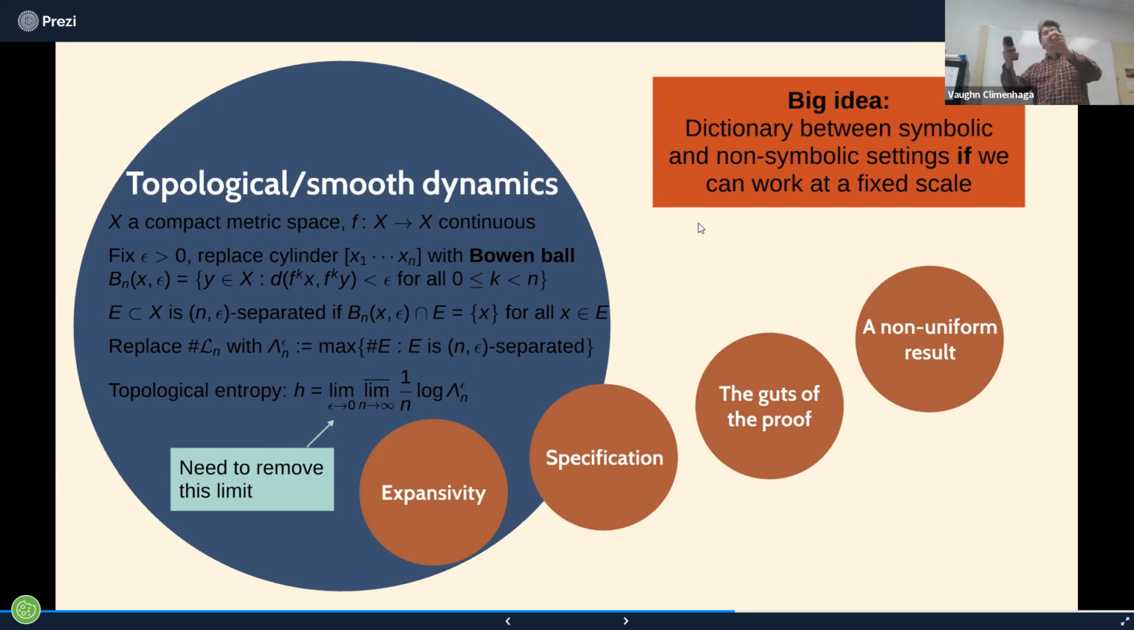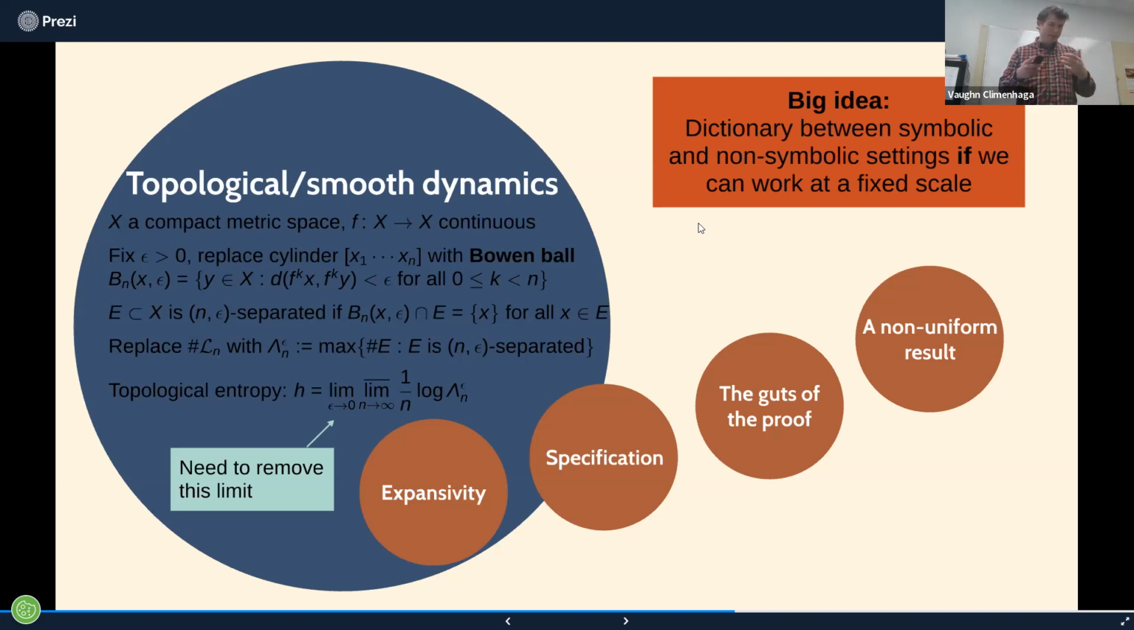The idea is that instead of working with the language, you work with the space of finite length orbit segments. Anytime you see a cylinder, you talk about a Bowen ball, unless that cylinder is meant to be part of a partition, in which case you talk about an adapted partition. When you look at the set of words of length n, sometimes you have to talk about a maximal (n, epsilon)-separated set. There's this correspondence between the symbolic world and the non-symbolic world that lets you take symbolic arguments and adapt them in a way that becomes almost automatic.